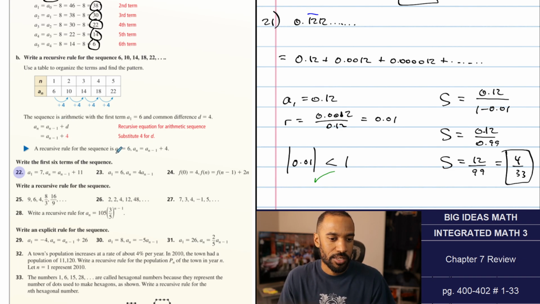So your rule is, starting from the first term of 6, which you have to indicate, you are adding 4 from one term to the next. And that's how this thing appears here.